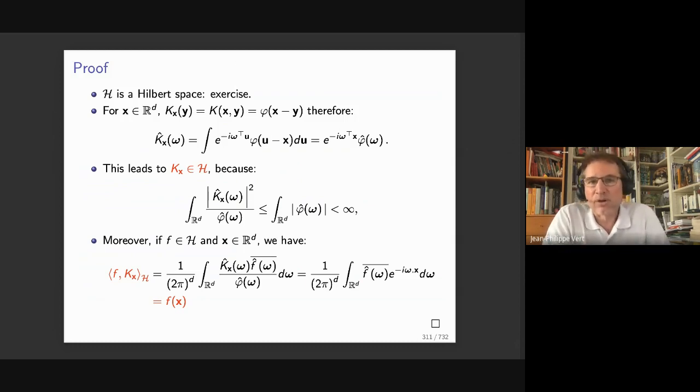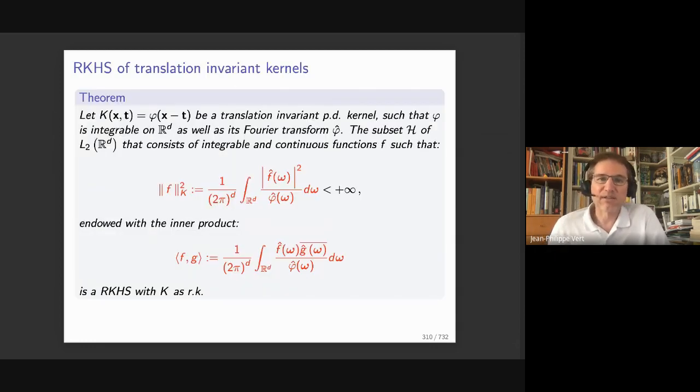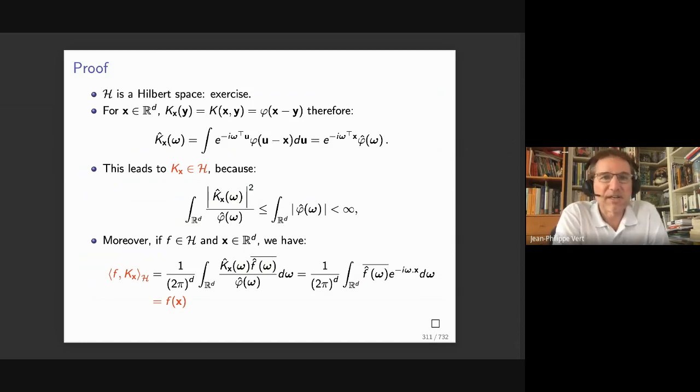I will just focus on the things which are a bit specific. Is it true that Kx is in H, in the sense that the integral of Kx hat squared divided by phi hat of omega is finite? And the second, is it true that the inner product of f with Kx, using the second formula, is equal to f of x? For that, let's just notice that Kx by construction is equal to the function phi of x minus y when you fix x.